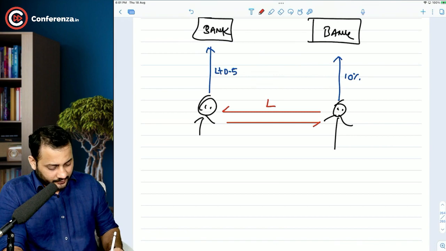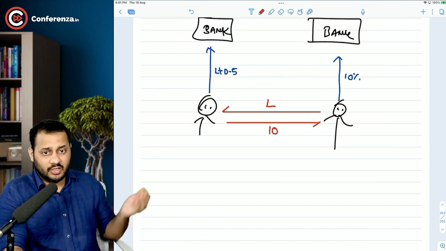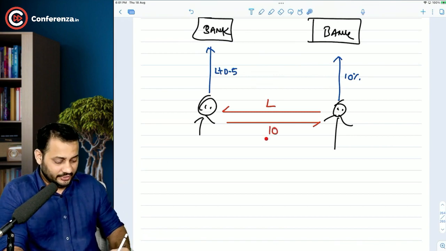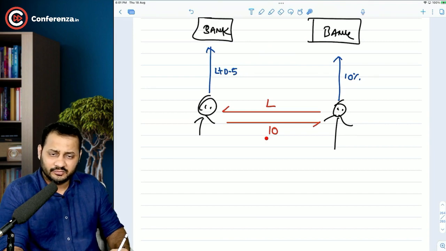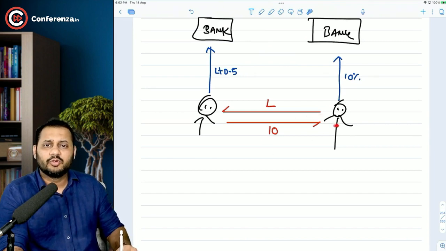And what are we going to pay? Fixed amount. The fixed amount of interest can vary. It's not necessary to pay 10%. It can be 9% as well. At that time, there will be some cost to him.